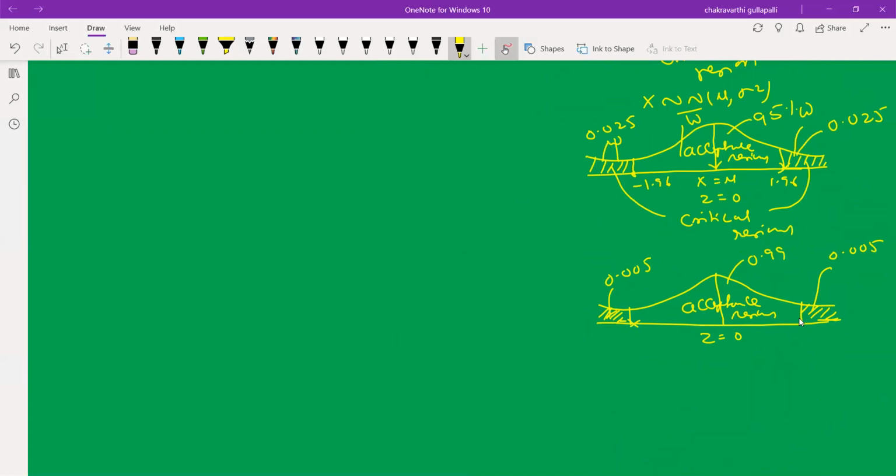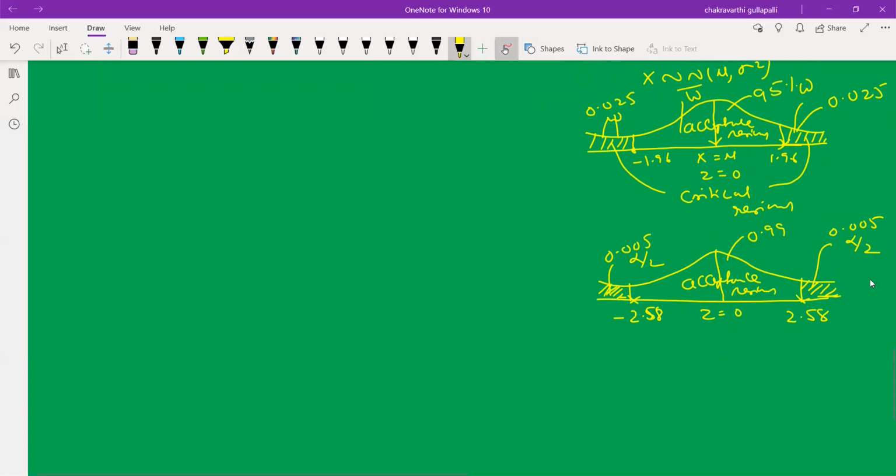Now identify the critical points. This is very, very important. Based on these critical points, we have to reject or accept the null hypothesis. This critical point from the normal table is 2.58, and this is minus 2.58. The size of the critical region is denoted by alpha. This is alpha by 2, this is alpha by 2. Alpha by 2 plus alpha by 2 is called alpha, the size of the critical region.